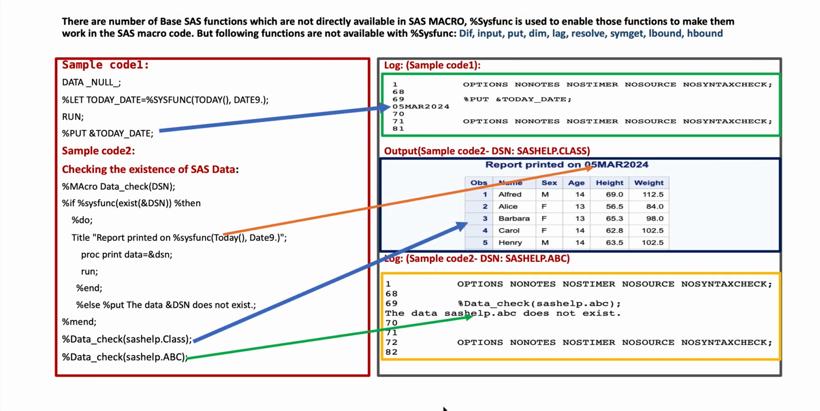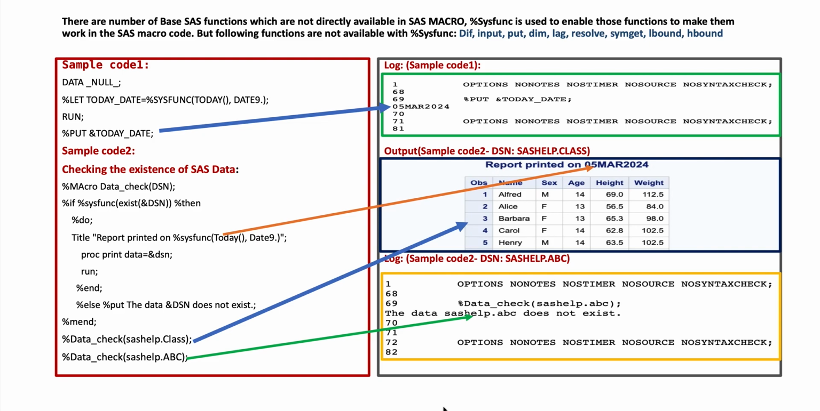There are a number of base SAS functions which are not directly available in SAS macro. %sysfunc is used to enable those functions to work in the SAS macro code. But the following functions are not available with %sysfunc: diff, input, put, dim, lag, resolve, simget, lbound, hbound. Those functions cannot be applied with %sysfunc in SAS macro code.